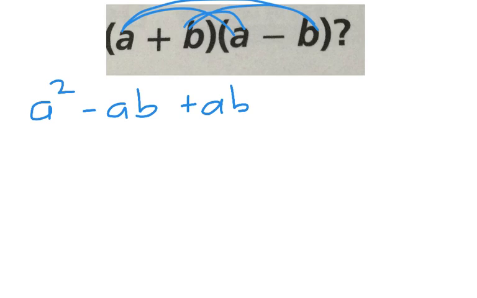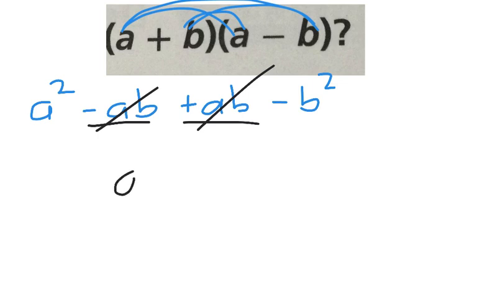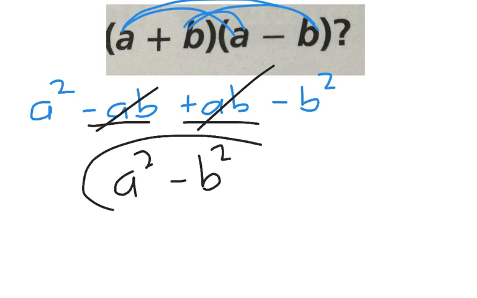And then b times negative b, that is negative b squared. You notice my like terms here. I have a negative 1ab and a positive 1ab. Those terms cancel out. They go to 0, which leaves me with the a squared and then the negative b squared.